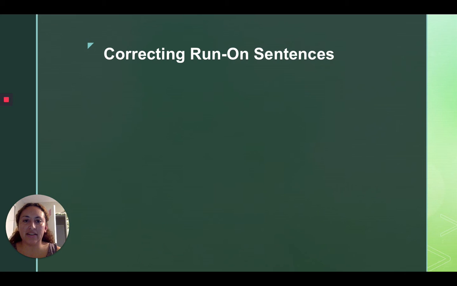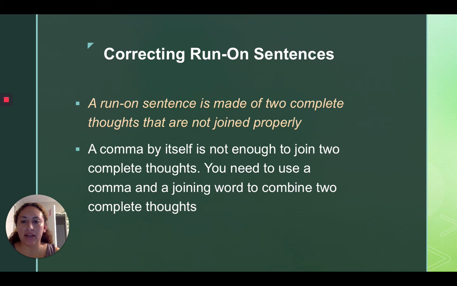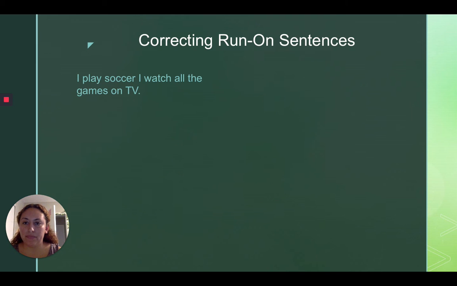So our next step is correcting run-on sentences. A run-on sentence is made out of two complete thoughts that are not joined properly. A comma by itself is not enough to join two complete thoughts. You need to use a comma and a joining word, or coordinating conjunction, to combine two complete thoughts. So let's look at some examples.